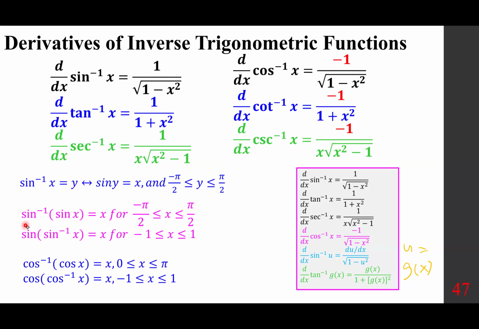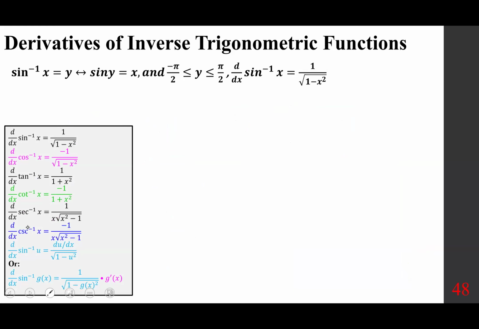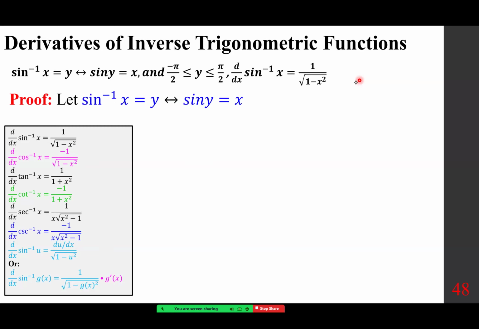All right, we are going to move on. So we discussed the derivative of inverse trigonometric functions. For example, when y is sine inverse of x, sine y equals x, and y is between the two numbers, and the derivative of sine inverse is 1 over square root of 1 minus x squared, and we are going to prove that. So let's look at the proof.